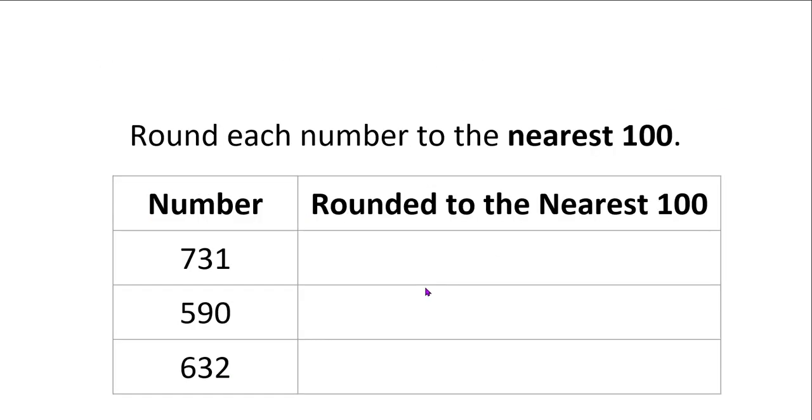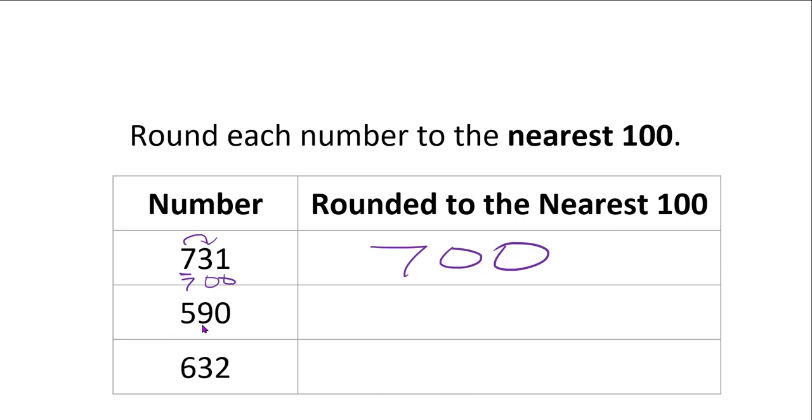Okay, next question. We're going to round each number to the nearest 100 this time. Oh yeah, the nearest 100. So, underline the digit in the hundreds place. Look next door. The digit next door actually is a small number. It's less than 5, so it causes this number to remain the same, 7. Everything after the underlined digit becomes a 0. So we're looking at 700.